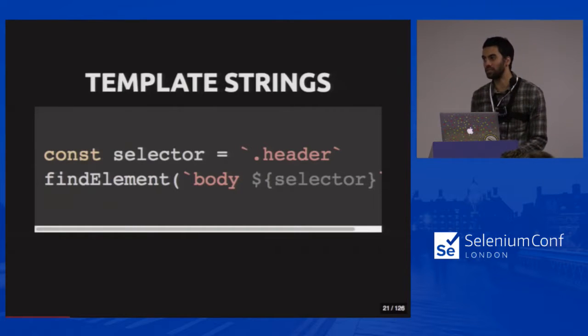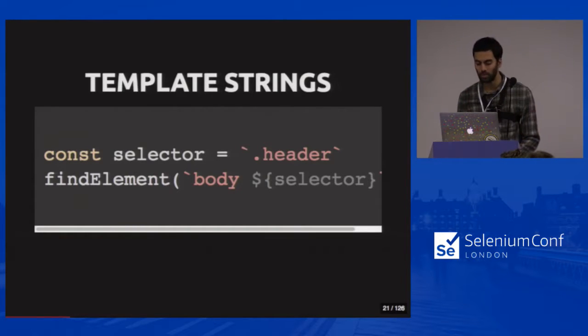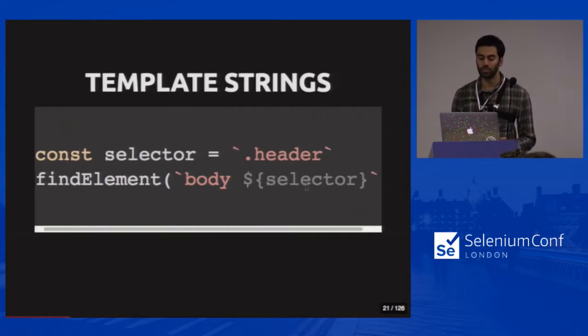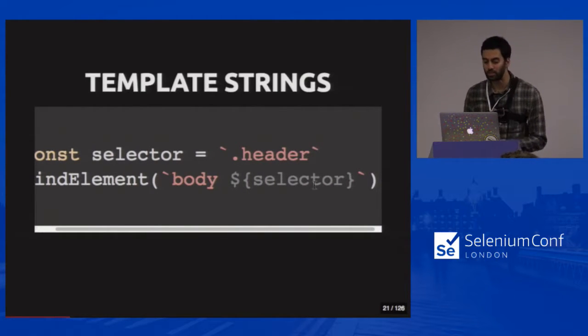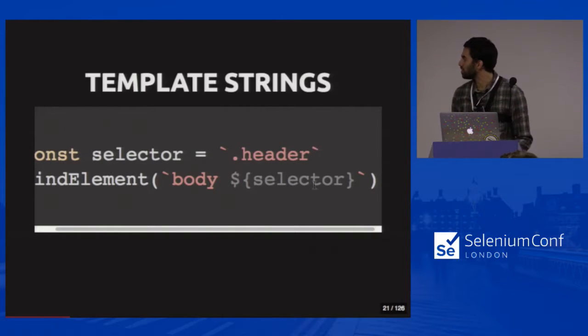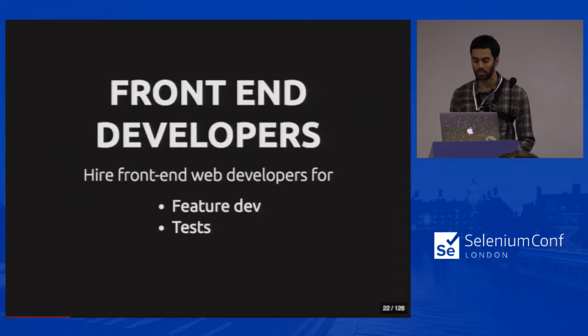I use Babel personally for transpiling. But we'll have a look. You've got template strings, so no more having to concatenate a million strings together. You can finally just do string interpolation with these backticks. If you see, I don't know how well you can see these code snippets at the back.